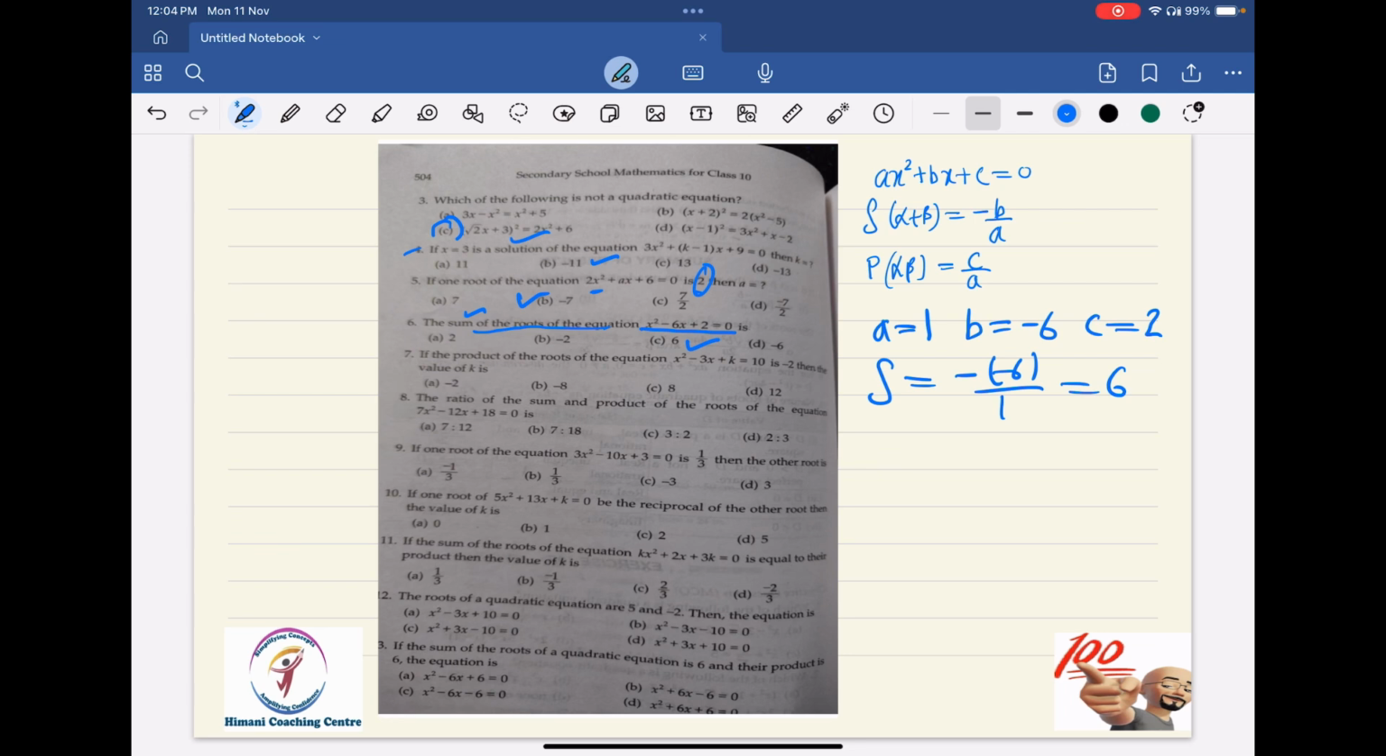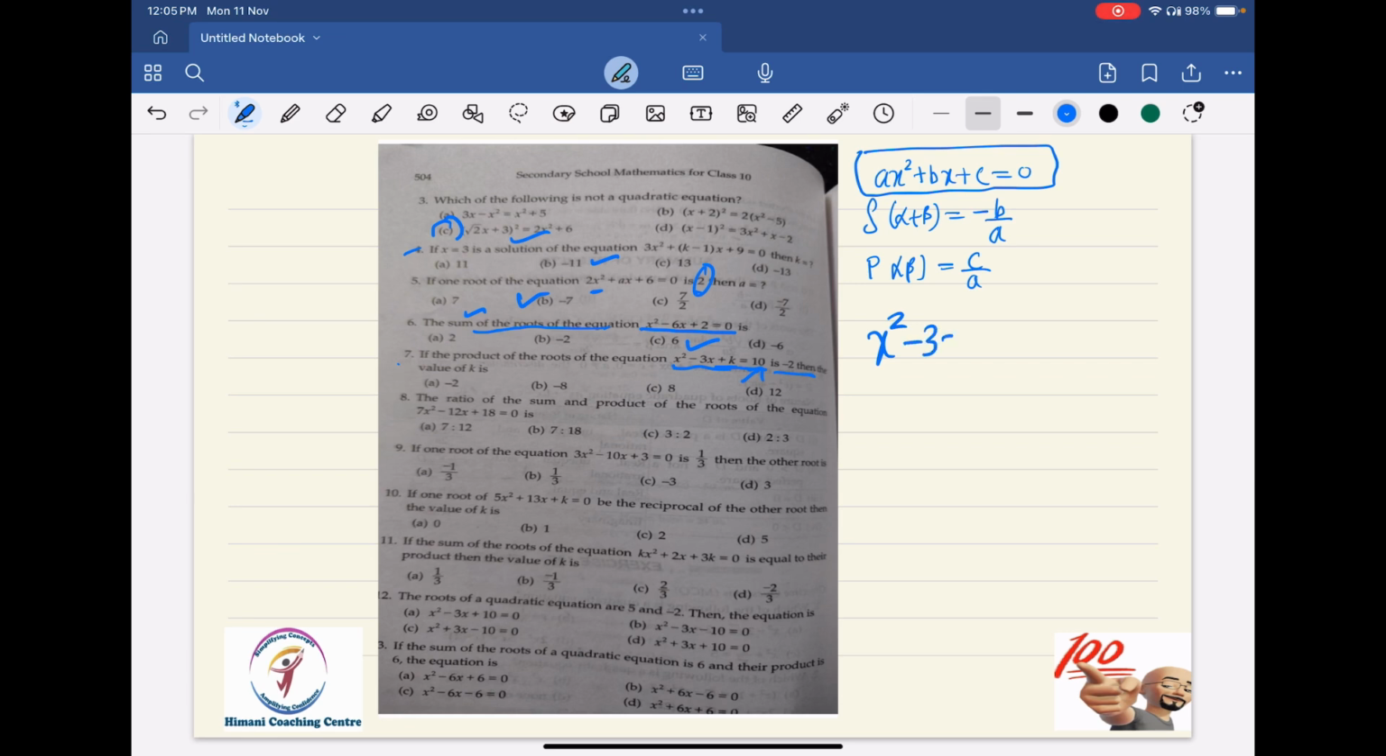Now let us move to question number 7. We are asked, if the product of the roots of the equation x square minus 3x plus k equals 10 is minus 2, then find the value of k. Now this is a tricky question because the standard form of a quadratic equation is ax square plus bx plus c equals 0, while here we are given this is equal to 10. So what is our job first? Shift 10 to the left hand side.